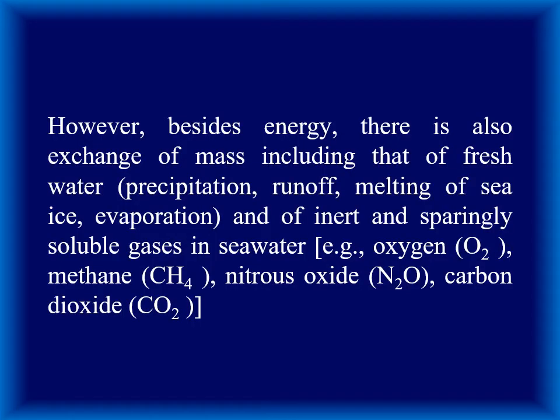Now, besides the exchange of energy, there is also exchange of mass during the interaction of atmosphere and ocean. This mass exchange includes the exchange of fresh water in the form of precipitation by rainfall or ice, and that precipitated water moves downslope by surface runoff. The melting of sea ice or land ice also creates runoff, and evaporation from the ocean water adds water vapor to the atmosphere, which will ultimately be precipitated in the land areas. So you can see the mass of water is also exchanged from the oceanic body to the land areas.